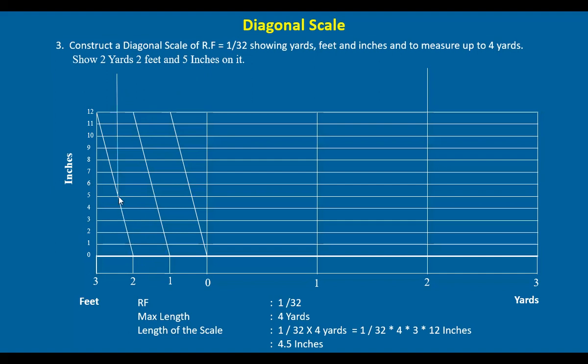Draw a vertical line here through this point. You get 2 yards, 2 feet and 5 inches length. So that's how you can draw a diagonal scale with the metric units or British units like this.